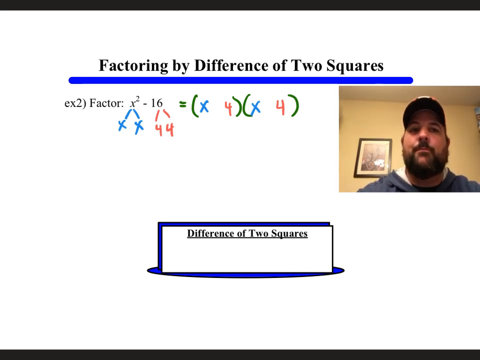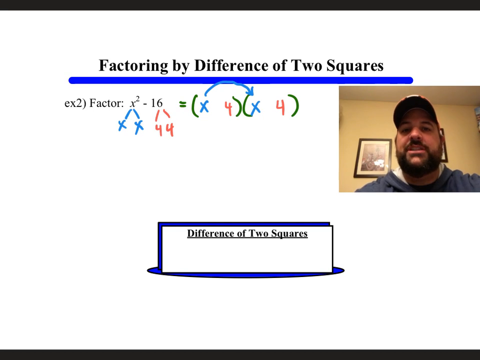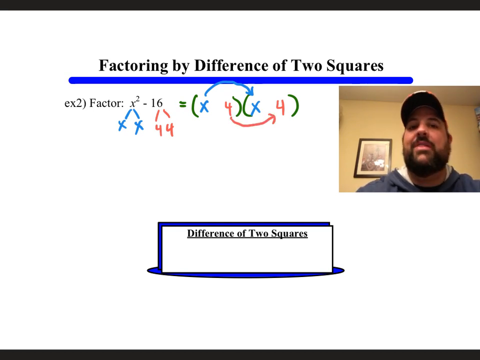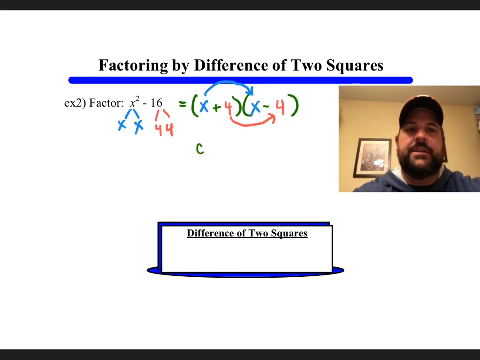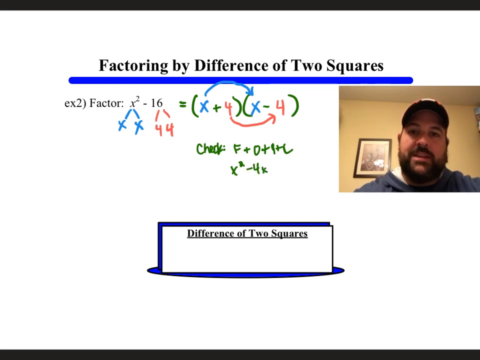Now the key here is when I multiply these, since I'm multiplying two binomials, I would FOIL them. I want the outside and inside terms to cancel out, so I just get x squared from my first multiplication, and I just want the negative 16 from my last multiplication. So what that means is we're going to use one plus sign and one minus sign. So if I were to check this when I go through and FOIL, F plus O plus I plus L, I would end up with x squared minus 4x plus 4x and minus 16.